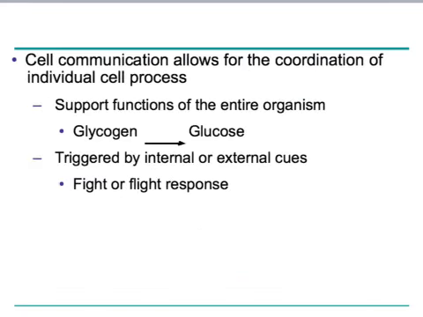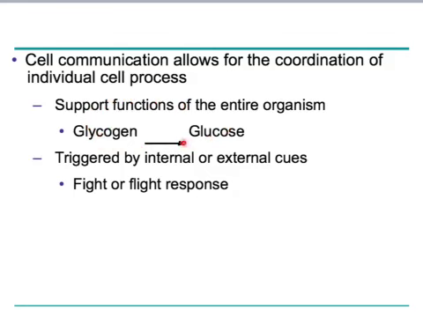Cell communication allows for the coordination of individual cell processes. Sometimes these processes are going to support functions of the entire organism, like when your body is deciding between, I need all of my available energy, or I have extra energy that I can store. So available energy is going to be in the form of glucose that we will utilize, but if we have excess, we can store it in the form of glycogen. And your body will hold on to it until such a time where you don't have glucose to be utilized, and then it's going to convert from glycogen back into glucose.